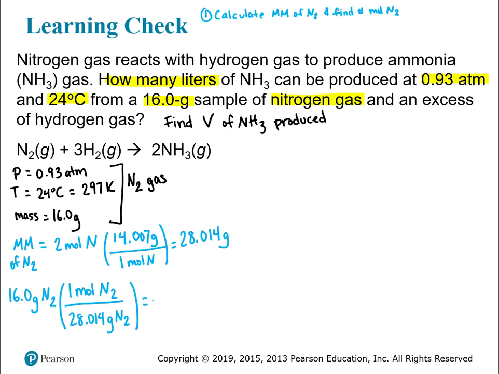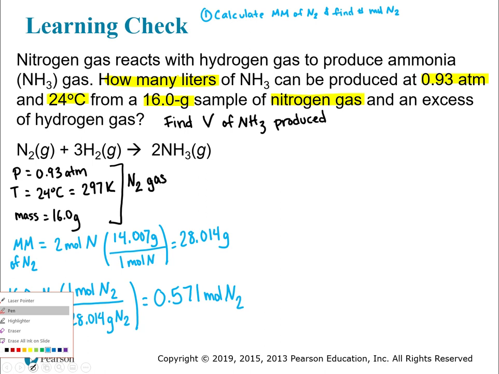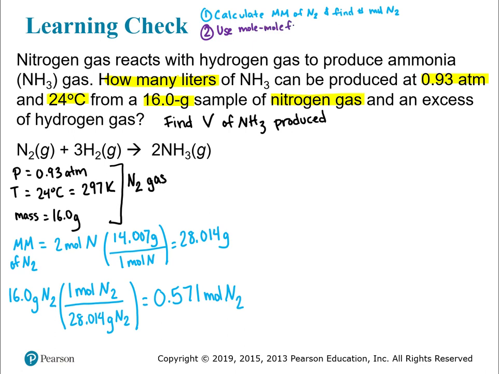When you do that math, you should get 0.571 moles of nitrogen gas. The next step is to figure out how many moles of ammonia we make. You can use a mole-mole factor to take the moles of nitrogen gas and convert to moles of ammonia.